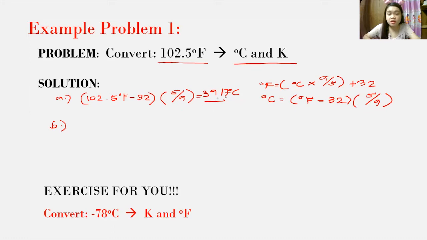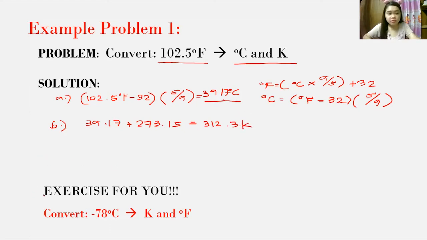For letter B, we are also asked to calculate this reading in terms of Kelvin. So what we need to do is we just add 273 to this reading, because to convert degrees Celsius readings to Kelvin, we just need to add 273.15. So 39.17 plus 273.15. The answer would be 312.3. So this is our reading in terms of Kelvin.